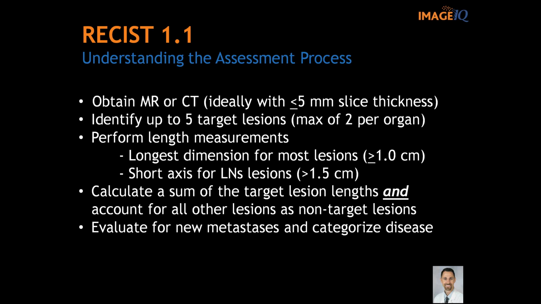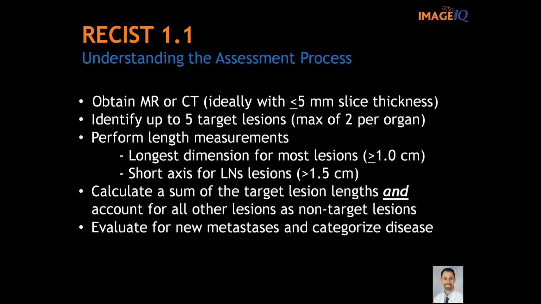You're basically going to calculate a sum of these target lesion lengths, and as you're performing RECIST, you also have to account for other non-target lesions. Those are the lesions that, if there are more than 2 in an organ, could still be big. It's also the ones that are smaller, and the harder to find or define things, like pleural effusions, ascites, and so forth. And then as you go throughout the process of RECIST, you're going to evaluate for new metastases and then categorize disease.